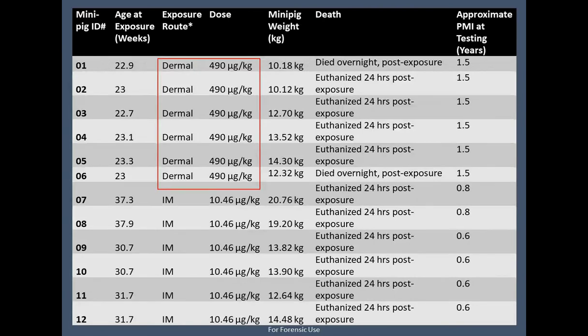I'll note that we had about 6 in the dermal and 6 in the intramuscular. 2 of those that were given the dermal dose died overnight post-exposure, so they had a very toxic effect. The other ones were euthanized, and samples were collected from all of these individuals to try to help understand and see if we could detect chemicals in the bone from these different treatments.